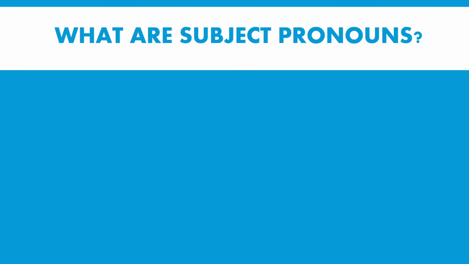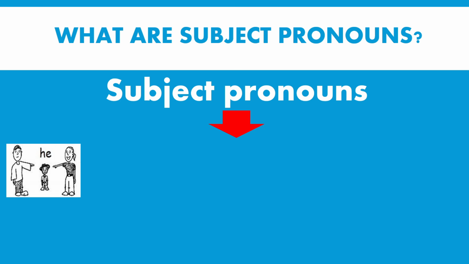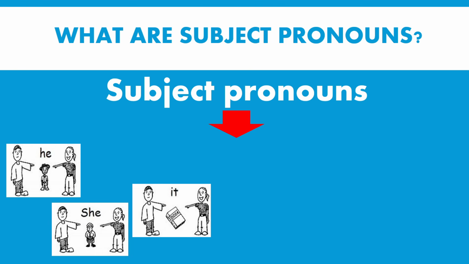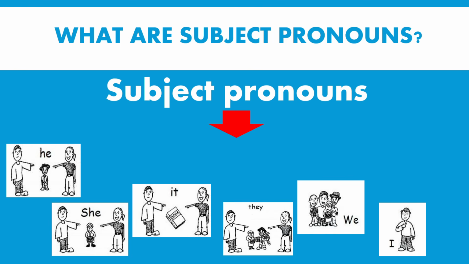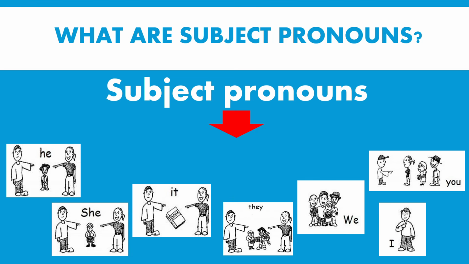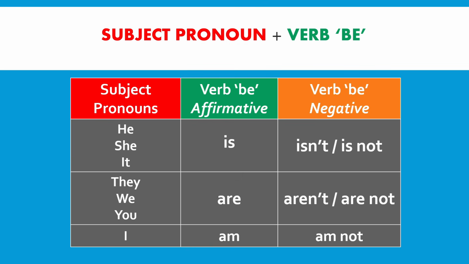What are subject pronouns? Well, if I just merely told you about subject pronouns, you might not understand what they are. But if I show you the examples of subject pronouns, definitely you can recall what those are because you always use them in your writing. Examples of subject pronouns are he, she, it, they, we, I, you. Can you recall any of those? Bear in mind that subject pronoun is always used together with verb be.